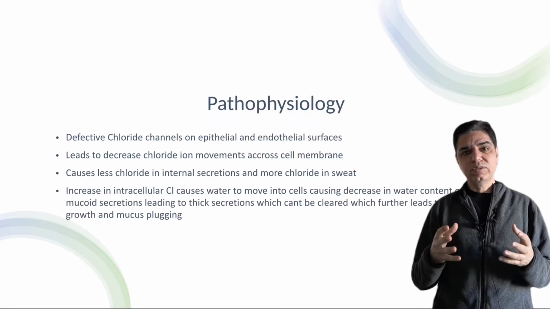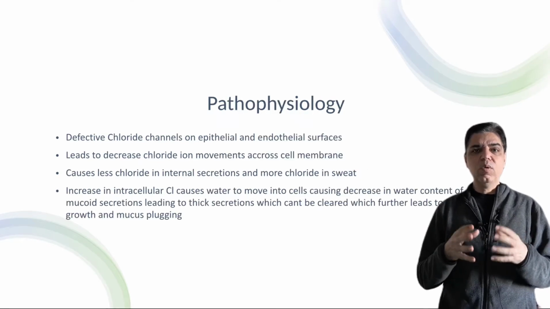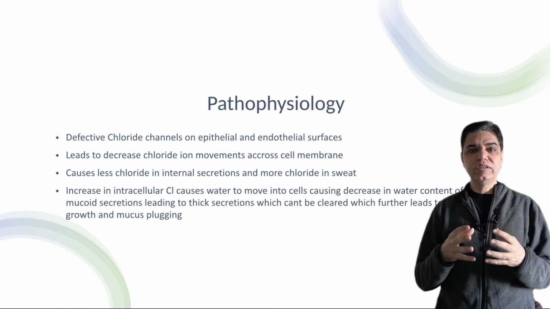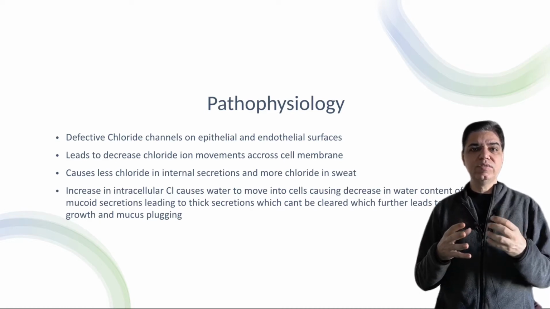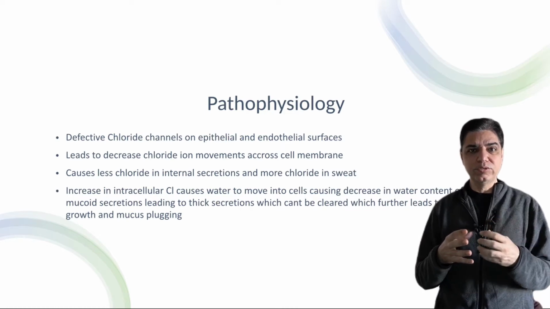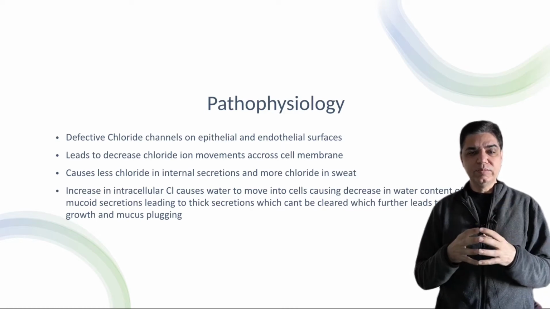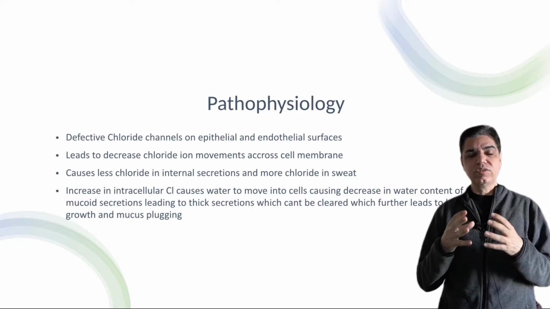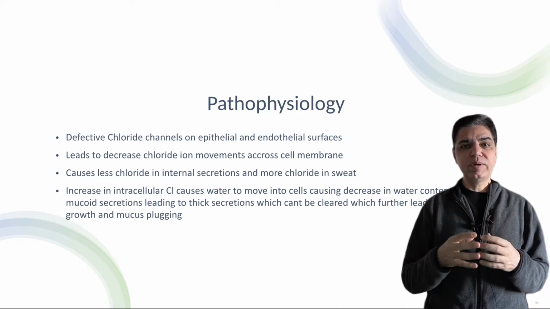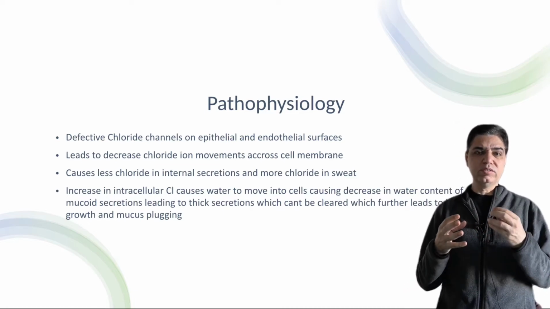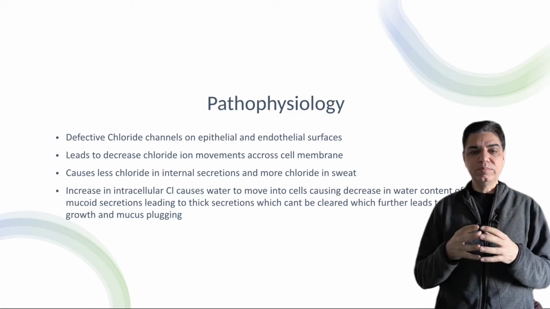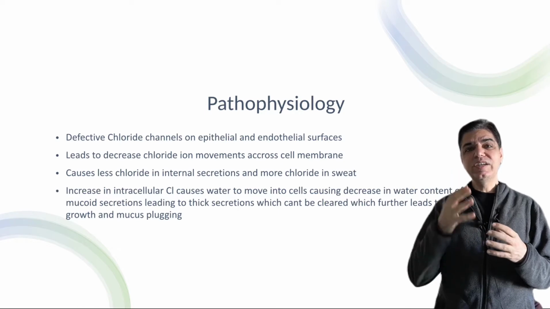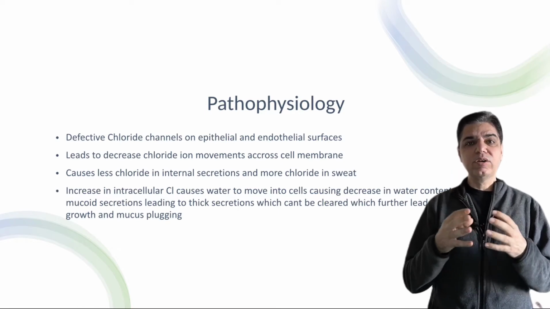So coming down to the pathophysiology, once the CFTR gene is dysfunctional, the CFTR protein is not properly produced. So the chloride channel, which is responsible for transporting chloride across the cell membrane, is faulty. Why is it faulty? Because the CFTR protein is either abnormal or missing. So there is decreased movement of chloride across the channel.